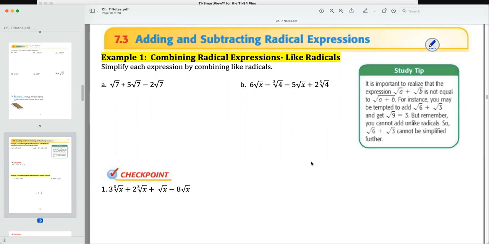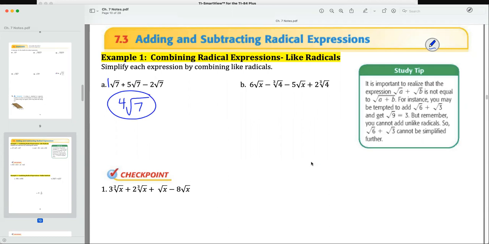So we have 1 square root of 7 plus 5 square root of 7 minus 2 square root of 7. You really just take the coefficients and you add or subtract them. 1 plus 5 is 6. 6 minus 2 is 4. So this simplifies to be 4 times the square root of 7.